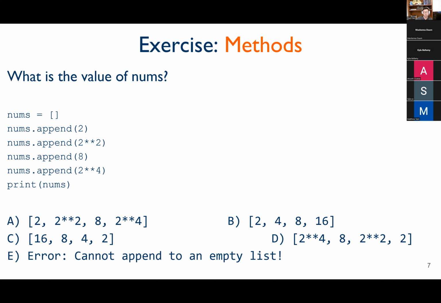The answer should be B, right? 2 asterisk asterisk 2 means 2 squared, and this is 2 to the power 4. So asterisk asterisk means power. Python would not store the mathematical expression; it's just going to store a value. So it's going to be 2, 4, 8, 16. And this is in general what you do. Sometimes you say, build up a list that satisfies the following requirement. You can keep appending data to it, and you end up with the result. Questions about this one?